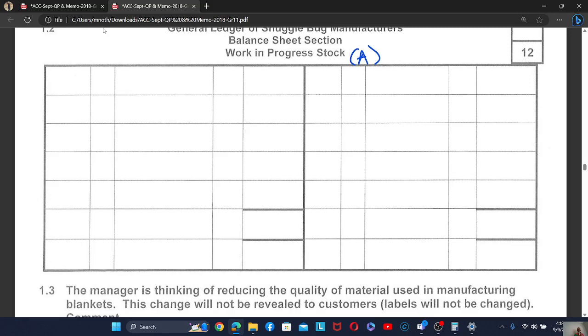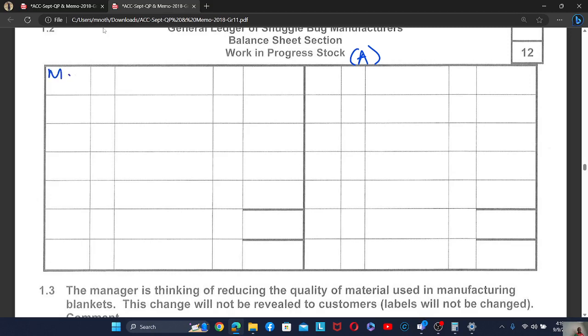So the factory overhead cost, these are the indirect expenses, meaning that these expenses are not directly involved in the production process. Okay. Yes. So these are the expenses of the factory, but they are not directly involved in the production process. Okay. Yes.